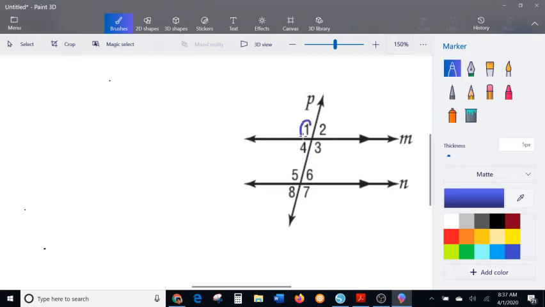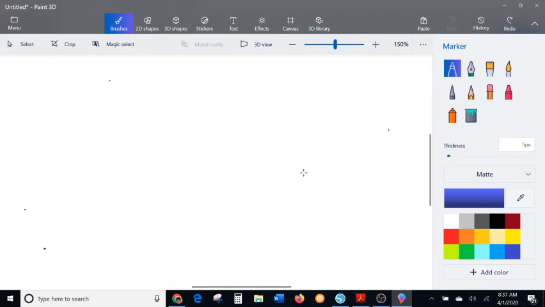What about 1 and 7? Well, angle 1 and angle 7 are outside those parallel lines. That makes them exterior. They're opposite sides of the transversal. That makes them alternate. So they are alternate exterior angles and they are congruent to each other. And once again, we could go through a series of how do we know this, right?